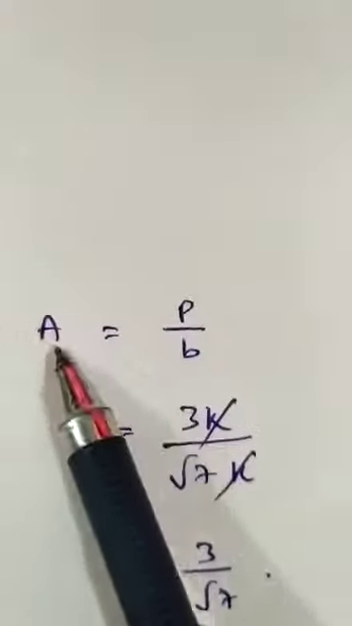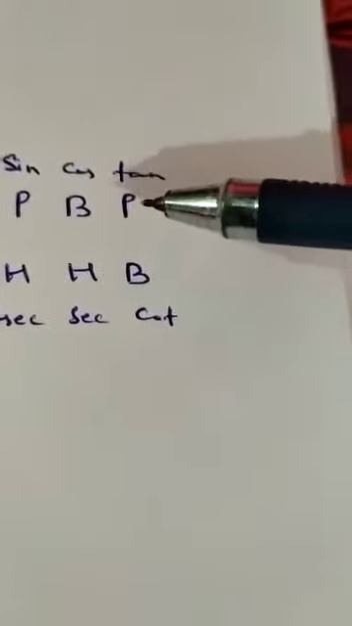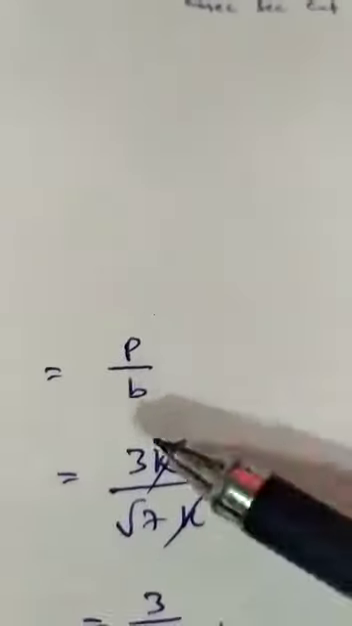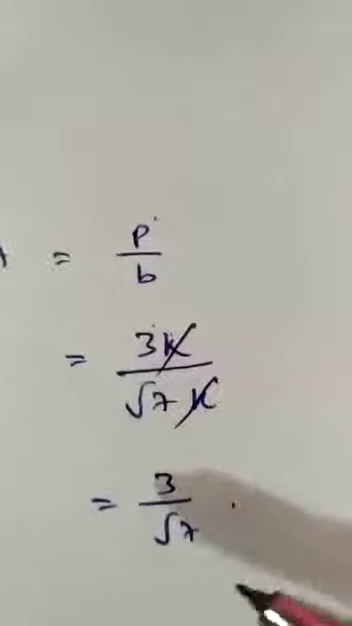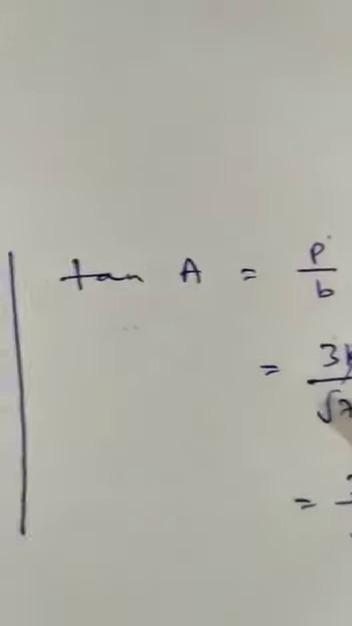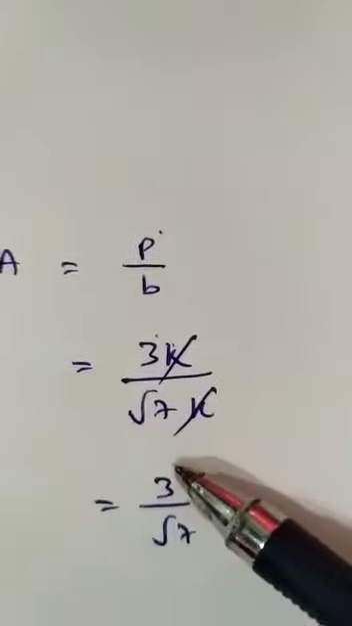Then I will find tan A. What is the formula of tan A? The formula of tan A is P by B, perpendicular by base. See in the figure, perpendicular I got 3k and base root 7k. K will get cancelled. So the value of tan A will be 3 by root 7.